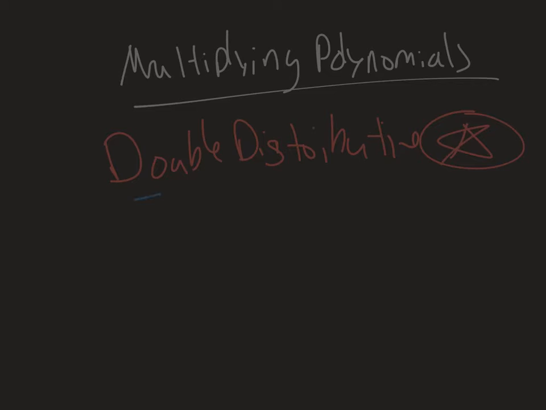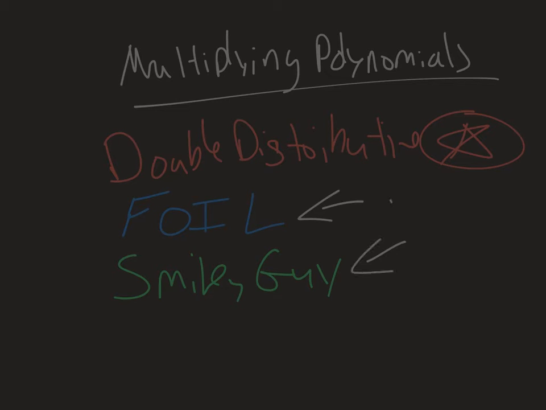Then the other two that we'll talk about that are usually pretty closely related, we'll have FOIL, or sometimes I call it the smiley guy. So we'll talk about these methods in this video, and we'll talk about the uses for each. These bottom two are for when we're talking about binomials only, and we'll talk about what that means here in a second.